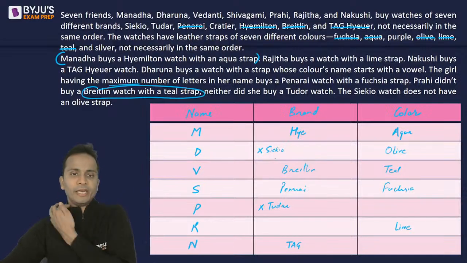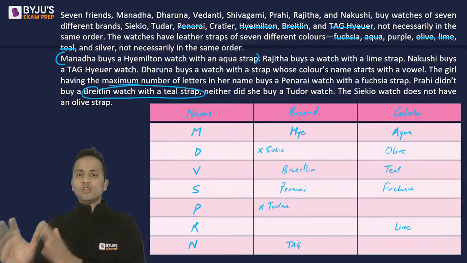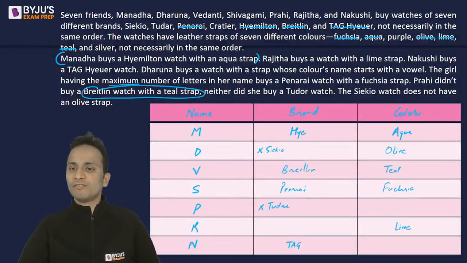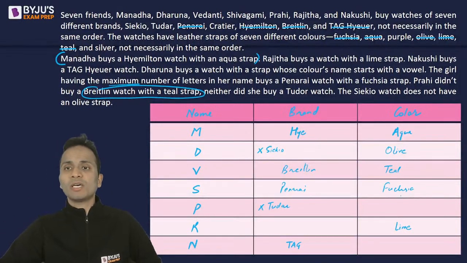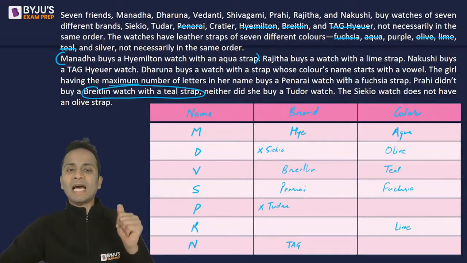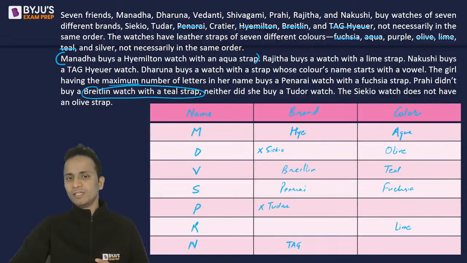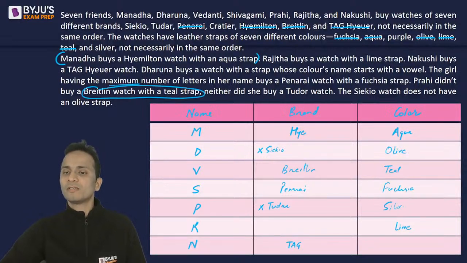Great. So now I'm left with two colors and three brands. Let's fill them. First of all, let's talk about the colors. Which colors are left? Purple and silver. Now Prahi, whose name starts with P, will not have the color whose first alphabet is P. So Prahi will have the silver color, and the purple color will be for Nakushi at the last. So this is purple color.